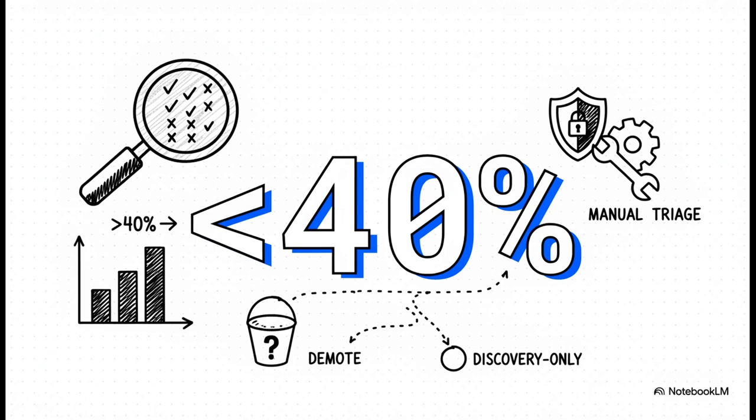I'm going to give you a hard, data-driven rule you can use immediately. Start tracking the precision of your templates. That's just the number of confirmed true positives divided by the total number of matches. If a template's precision score drops below 40%, just stop. Stop trying to perfect its rejects, demote it, move it to a discovery-only folder where it requires manual triage.